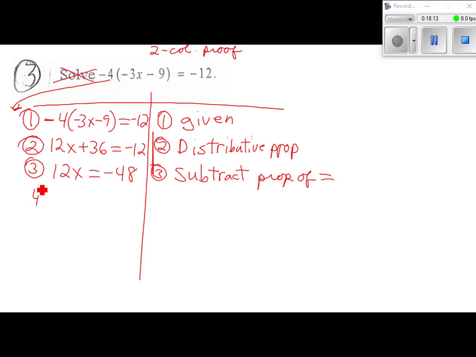Now what do we do? What's your question? We could just do the equals. Yeah, like that. Divide by 12, what do you end up with? x equals negative 4. What did we use there? Division property of equality. Do we need to go any farther? No, we just wanted to solve for x, and that was it. How many points would that have been worth? 8 points.